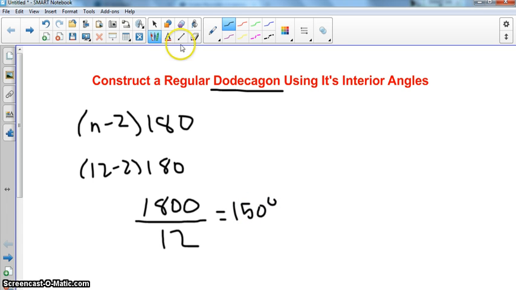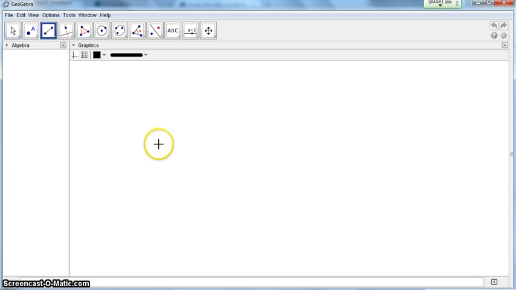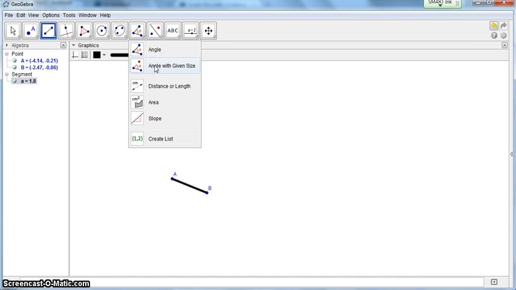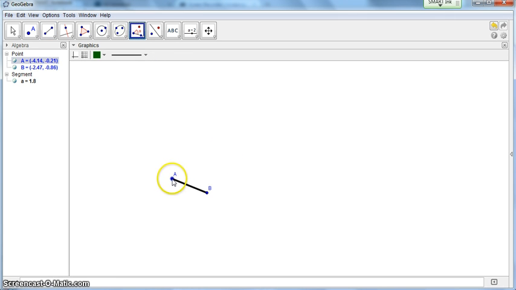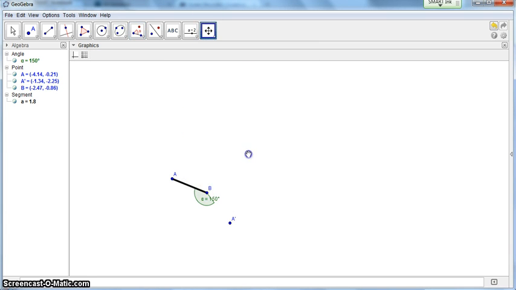So in GeoGebra now, start with a segment. That'll be like a side, right? We're going to grab our angle with given size tool. And now I'm just going to click on A. Since I'm clicking on B second, this is going to be where my vertex goes, and we're going to create an angle that's 150 degrees from the segment. So let's just type 150. So there's one of our points there.